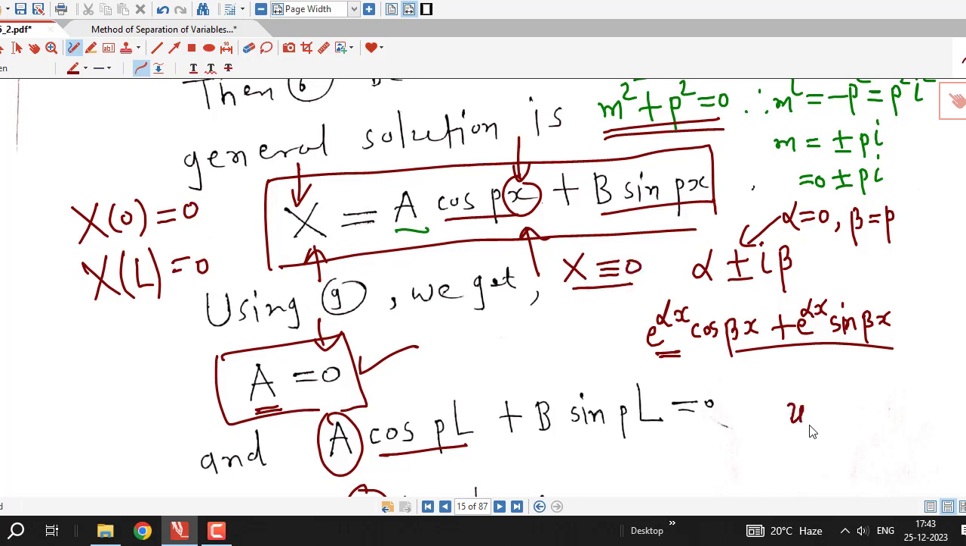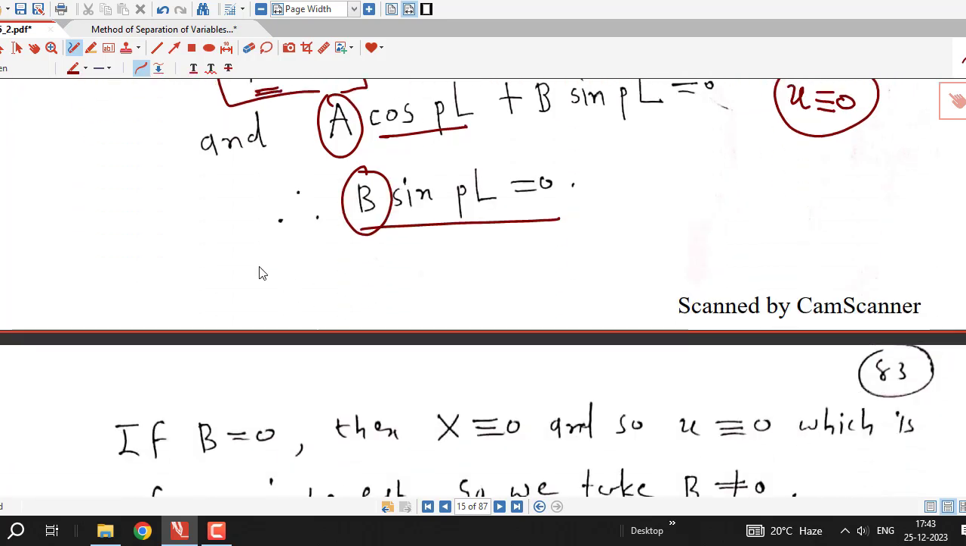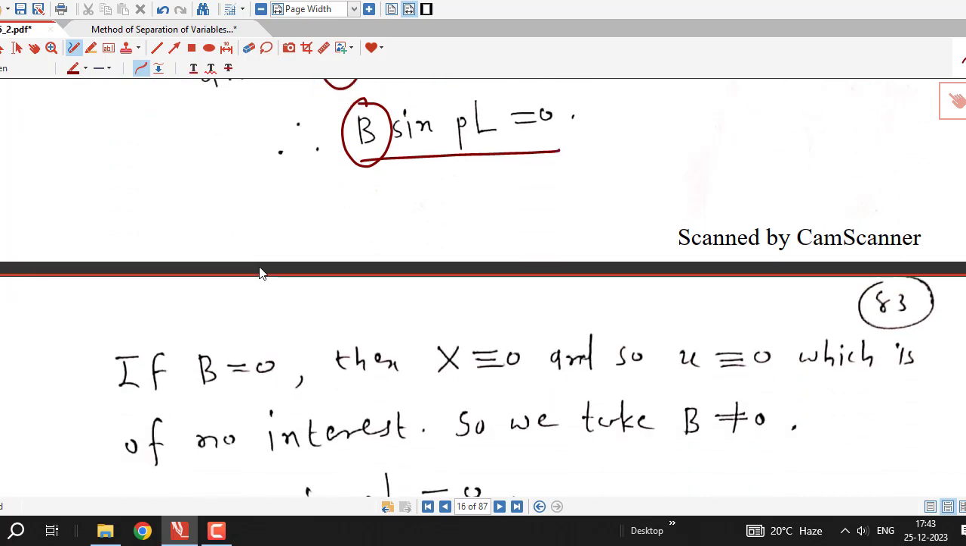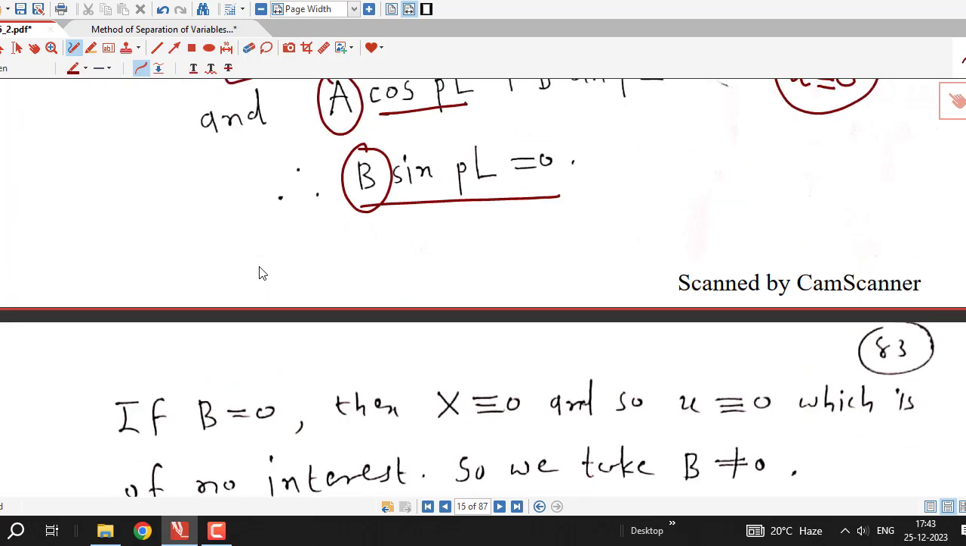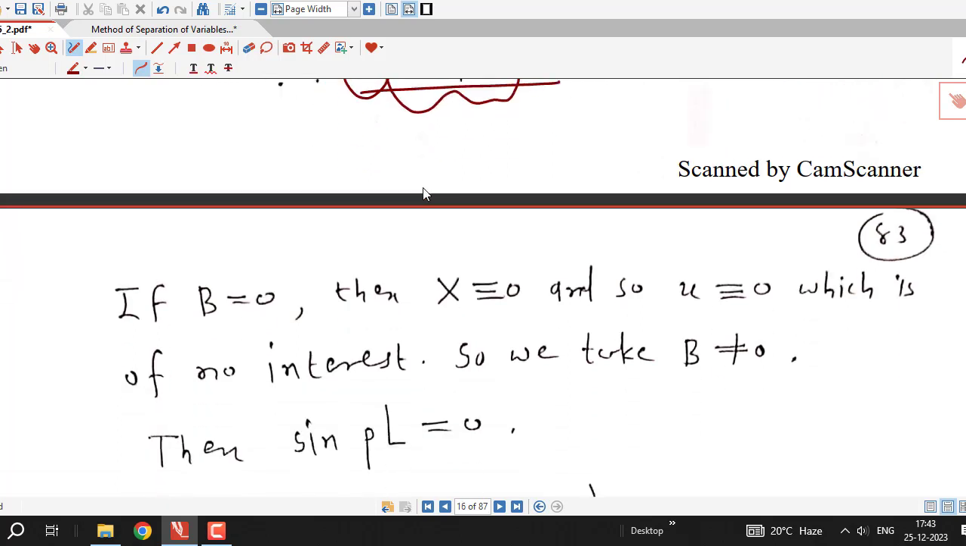And if x is 0, we will have u equal to 0. That is not required. We are interested in the non-zero solution. Therefore, we assume that b is non-zero. And therefore, because b is assumed as non-zero, this sin pl must be equal to 0. Now, if sin pl is 0, pl will be equal to n times pi.